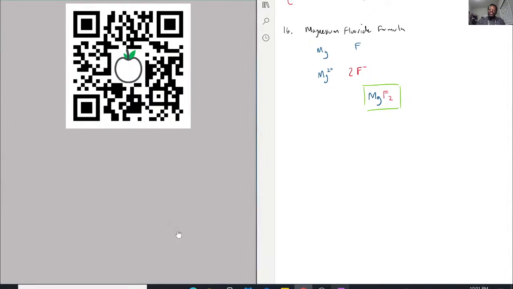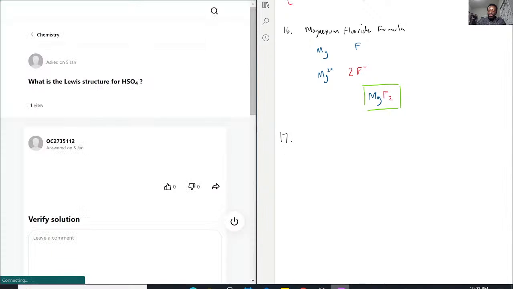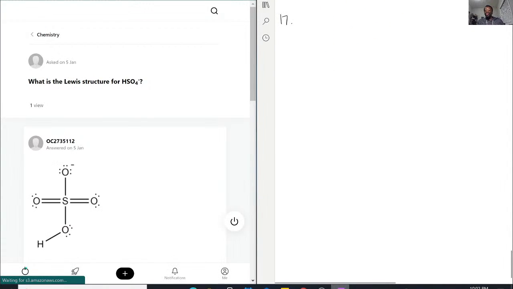So now question number 17. We have, what is the Lewis structure of HSO4-, and they've done it again so we can just see it. So with that being said, I'm glad they have HSO4- because, let me just write the question down first. We can actually say that what we're working with is an SO4 2- polyatomic anion. This is a sulfate anion.